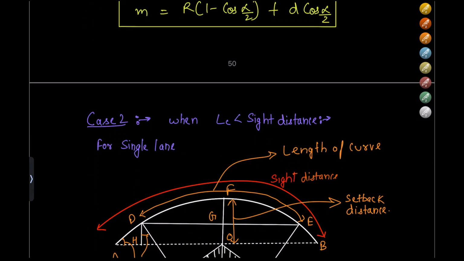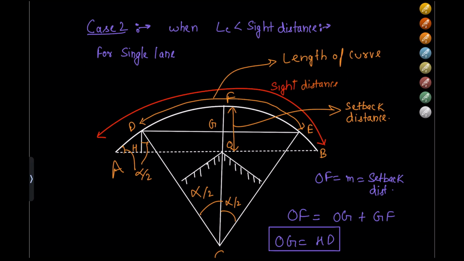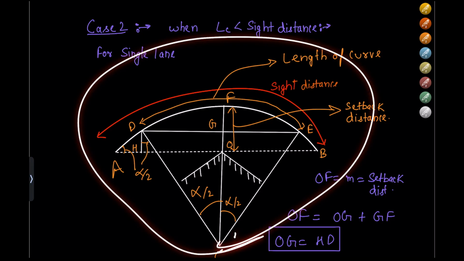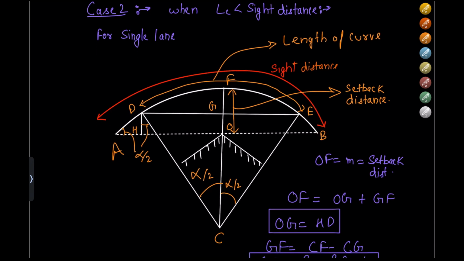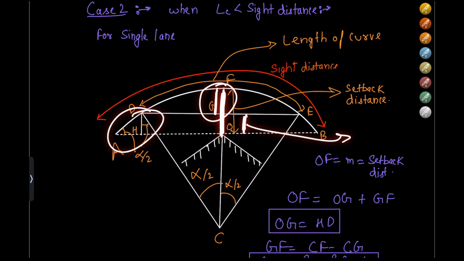Then comes another case, when the length of curve is less than the side distance. For a single lane road it is different, and for a multi-lane road it is different. First let's have a look at this diagram. In this diagram, the curve is starting from D to E, and the side distance that we have calculated is from A to B. So the length of curve is smaller than the side distance. Since the length of curve is smaller than the side distance, this distance has to be calculated separately. For calculating this distance, we have to calculate FG as well as OG. OG has to be calculated from this diagram, and FG has to be calculated separately.